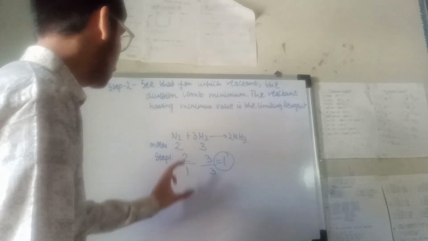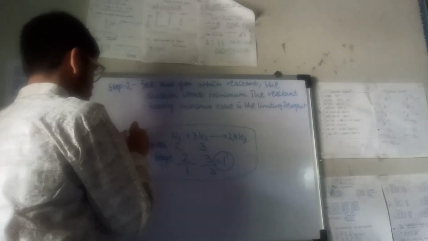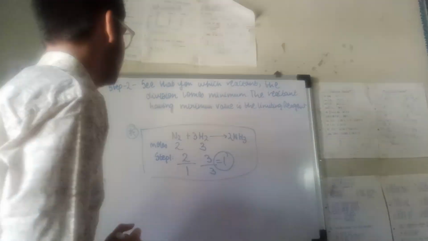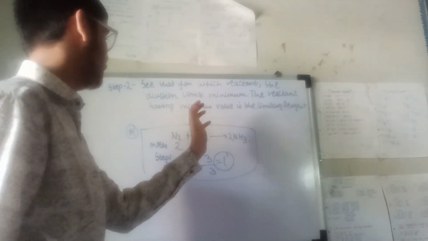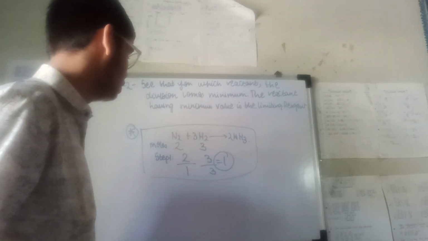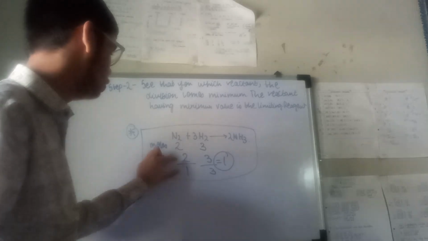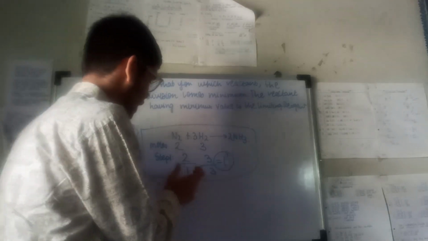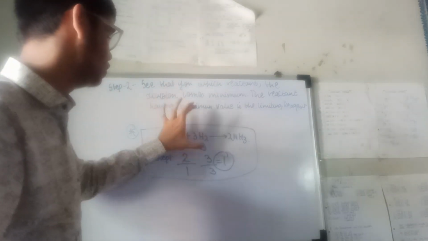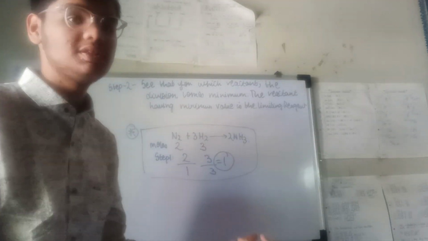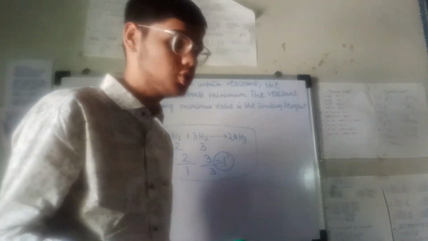We got our limiting reagent. This is the step 2. Please write down the step 2. Meanwhile, I am reversing it. See that for which reactant the division comes minimum. The reactant having minimum value is the limiting reagent. Haber's process we all know. I have given the moles of nitrogen 2 and of hydrogen 3. 2 by 1, 3 by 3. So this value is coming 2 and this is 1. So 2 is greater than 1. So which is less, 1. So this is the limiting reagent, and also we can say that N2 is excess reagent. That is, N2 is present in excess. That we can also say.